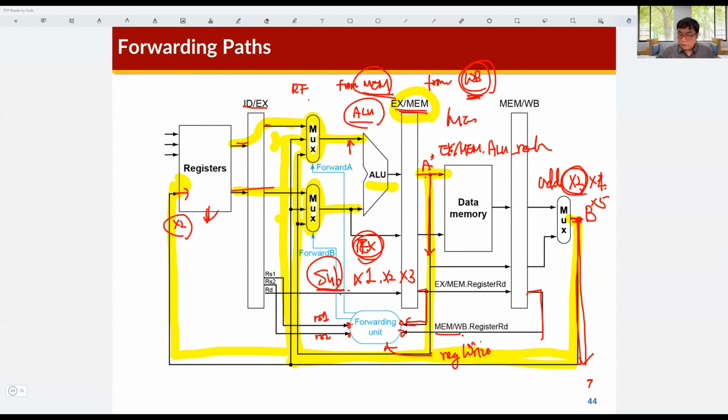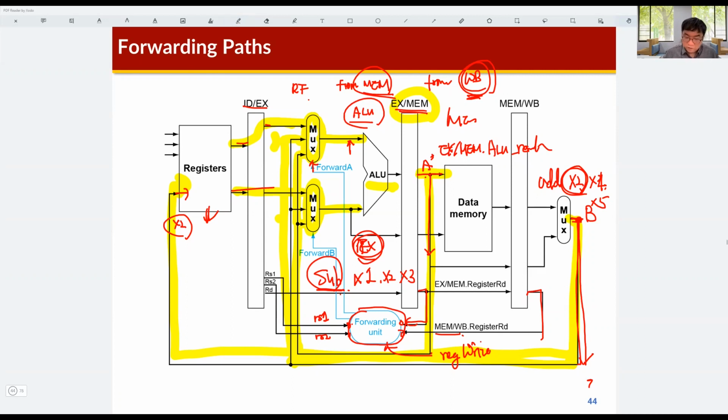Okay, so this is the required hardware for supporting data forwarding. We build the hardware architecture, and as you can see, this multiplexer requires selection signals. That means we need to generate these selection signals for the multiplexers to support data forwarding. So this is the forwarding unit, that is the control unit for data forwarding.